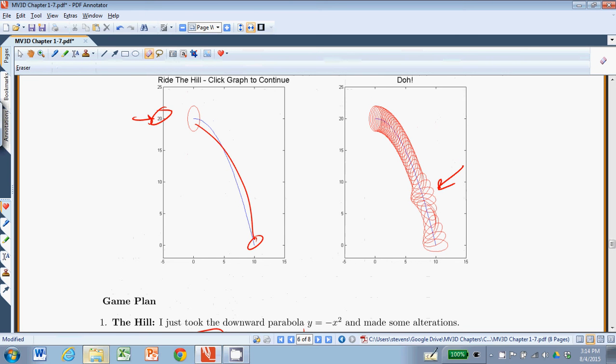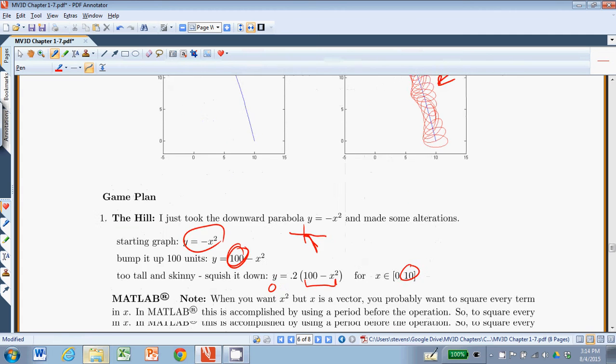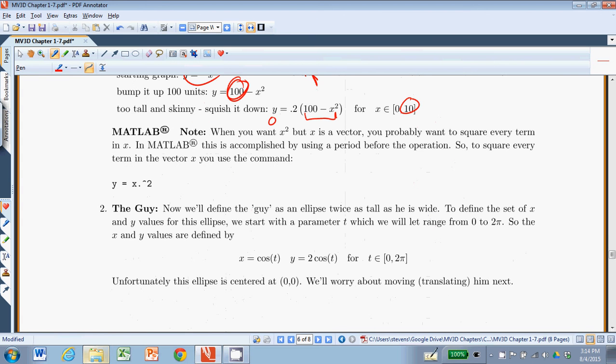And my character, my guy, is just an ellipse that is taller, so has an x radius of 1 and a y radius of 2. So he's taller than he is wide, right? And you have to let t go from 0 to 2 pi so that you get the entire ellipse in there. Right now that ellipse is centered at 0, 0. We'll worry about moving or translating this ellipse later.